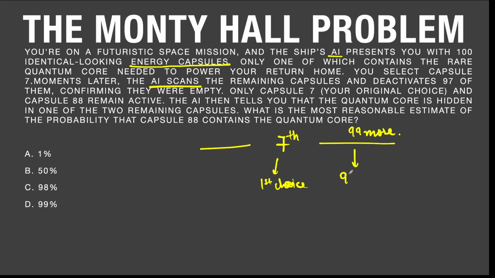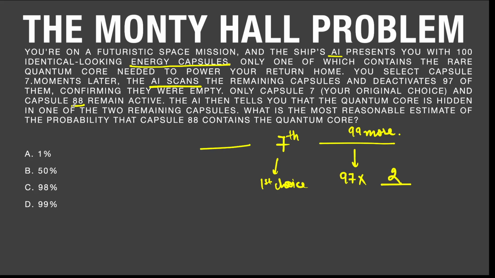97 of them are gone. That means they are useless, confirming that they were empty. You are now only left with how many more capsules? Just 2 more capsules. Only capsule number 7, your original choice, and capsule number 88. Capsule number 88. Just a second.